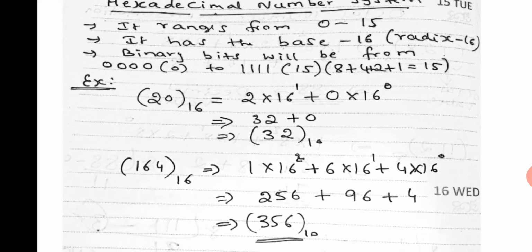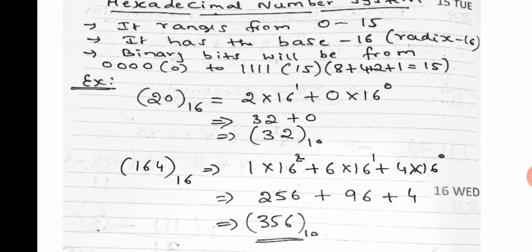Add up all the values. Ultimately, you are going to get the value as 356. So you got 356. That 356 is in decimal form by default. So that is the reason why I put one bracket and I put the base 10.